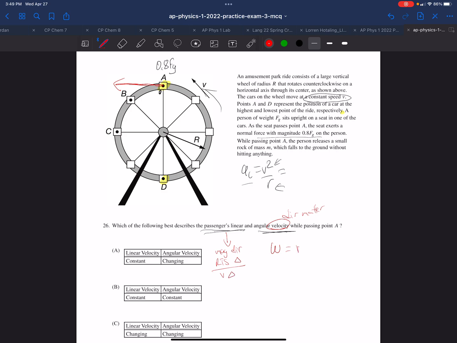The omega has a magnitude and a direction, and we are told that it's constant speed v, which means during equal intervals of time, the constant angle, delta theta over delta t, so the angle's changing the same amount every second, so the magnitude remains the same, and the direction is defined as the angular direction, which is also the same.